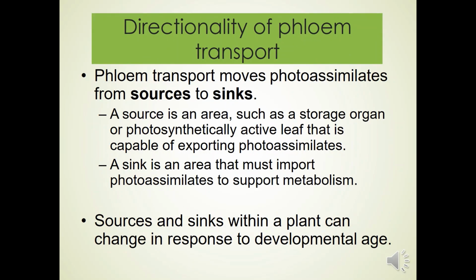This slide shows you the directionality of phloem transport. You need to know that phloem transport moves photoassimilate, such as sucrose, from source to sink. And you need to know what is source and what is sink. A source is an area, such as a storage organ or photosynthetically active leaf, that is capable of exporting photoassimilate. It means a source is an area that produces the starch, and is capable of exporting it in the form of sucrose. And what is a sink?